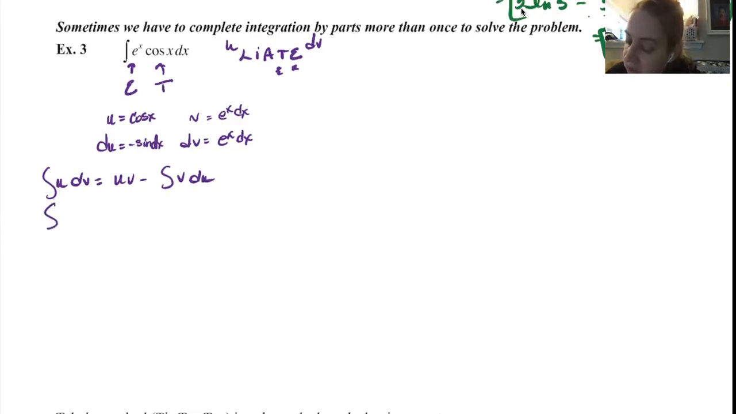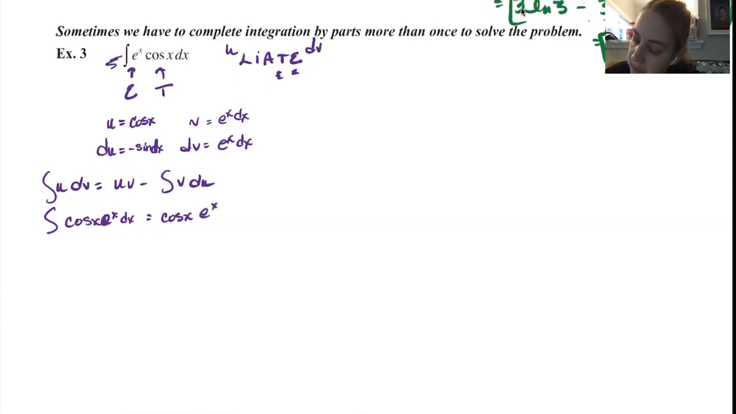Well, let's do the u. Cosine of x e to the x dx. There we go. I'm just in the opposite order of what it was originally. Is equal to u, which is cosine of x, and v is e to the x. And I wrote a dx on this one, and it doesn't actually belong there. Minus v, which is e to the x, and du is negative sine of x dx.